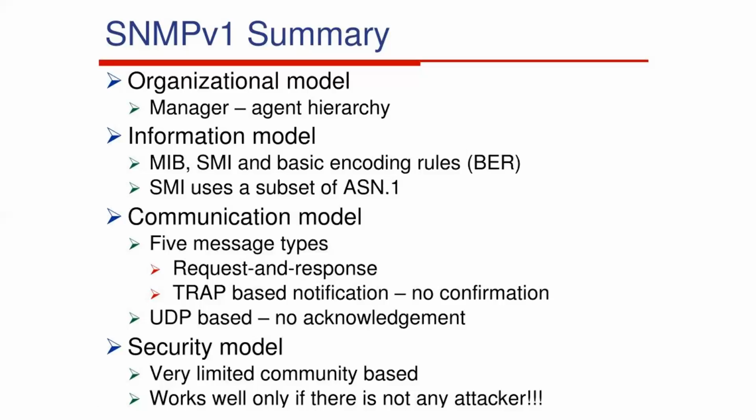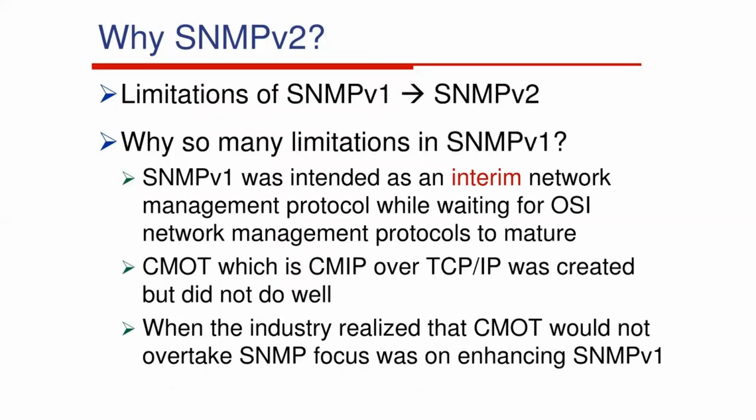Then the last classification is the security model. It's very limited in version 1. It works well only if there is no attacker. If there is any external problem, then it's not comfortable; if there is no external problem, then it's comfortable for version 1. Otherwise, you simply move to the next version. It is nothing but V2.